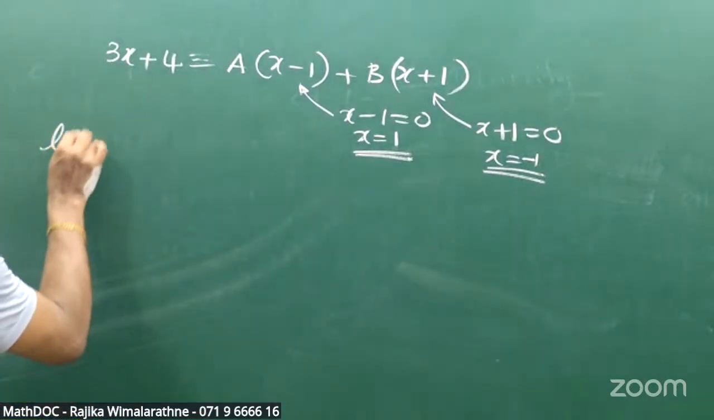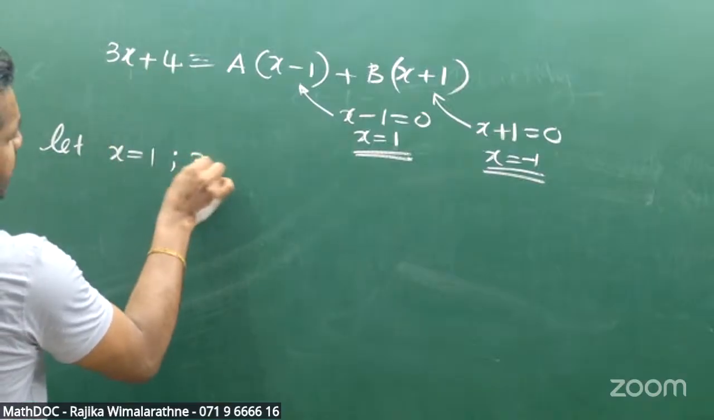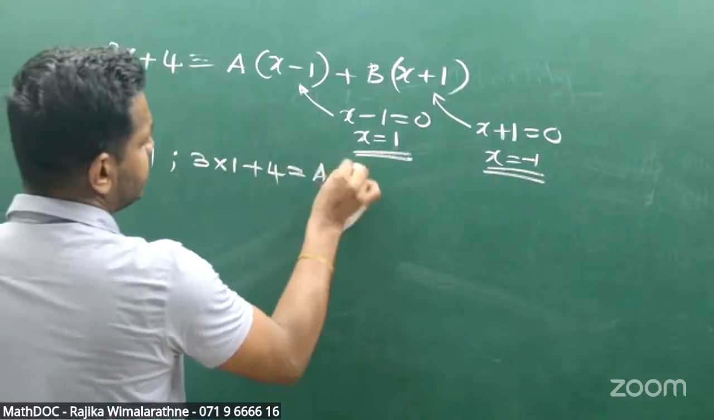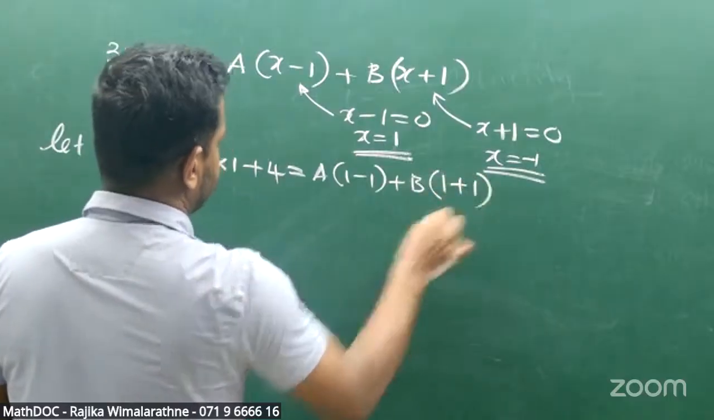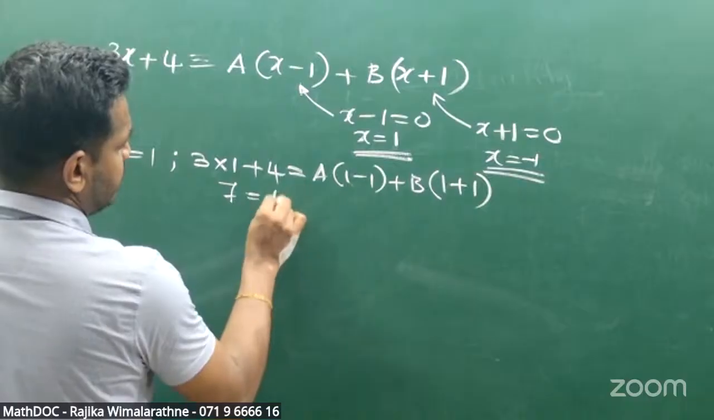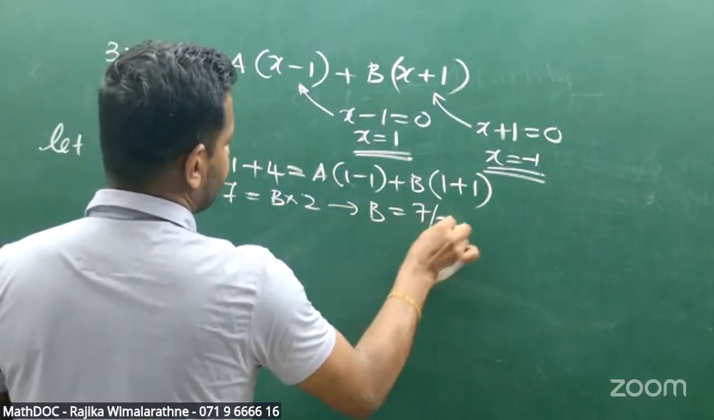Now, let's substitute x equal 1. Then here 3 times 1 plus 4, and here a times (1 minus 1), b times (1 plus 1). Then 3 plus 4 is 7. Here 0 times a is 0. b times 2. Then b value is 7 over 2.